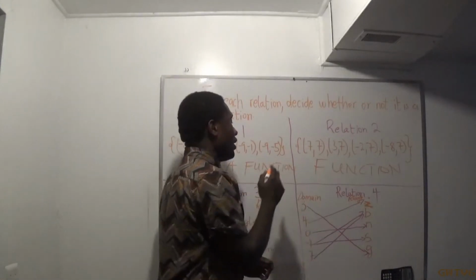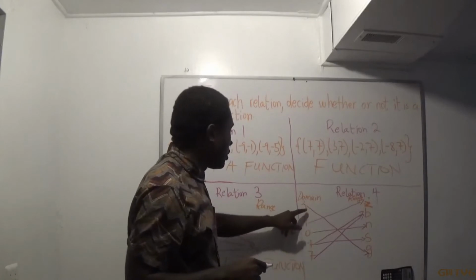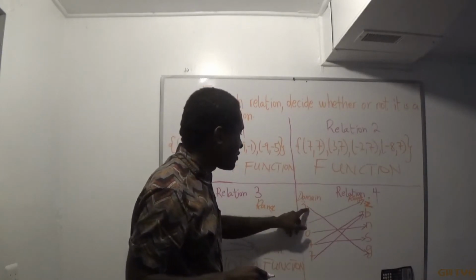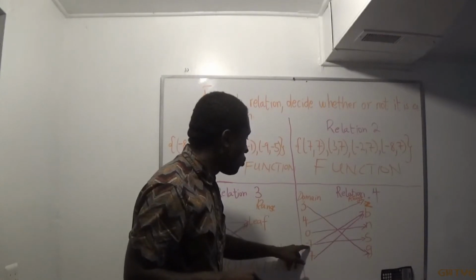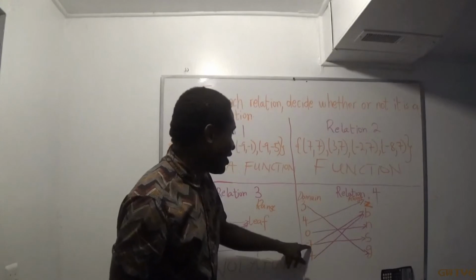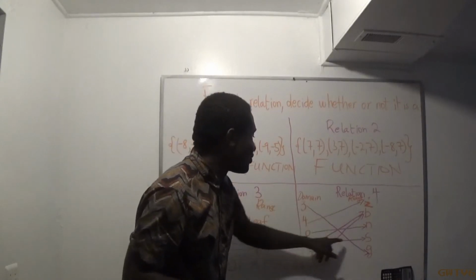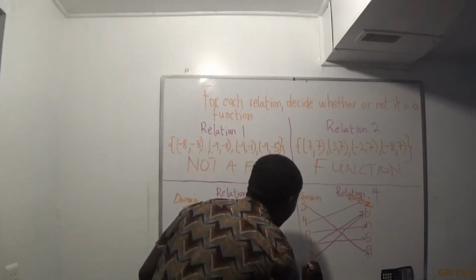What about relation 4? This is my domain, that is my range. So this x value is used once, this is used once, this is used once. Oh, the -7 right here is used twice. It's going to B and it's going to S. So the fact that it's being used twice, I would say not a function.